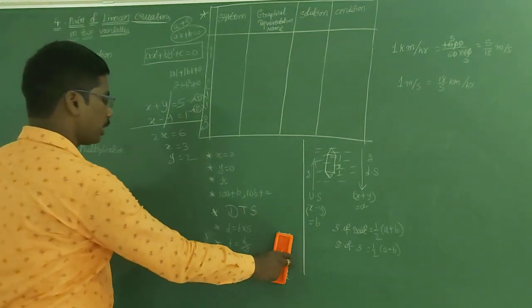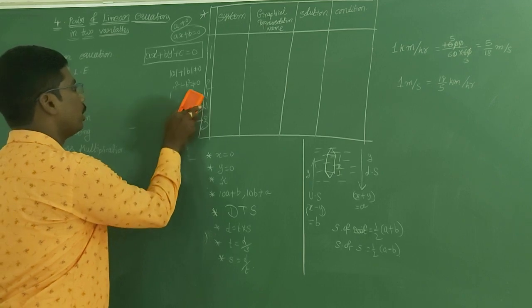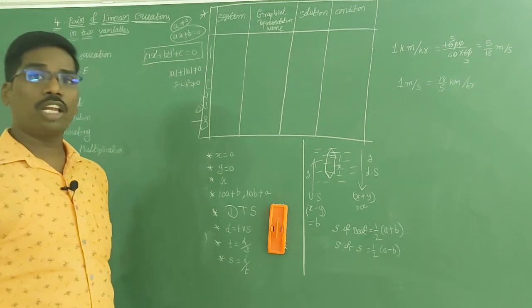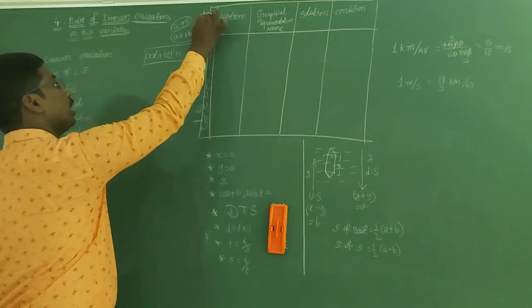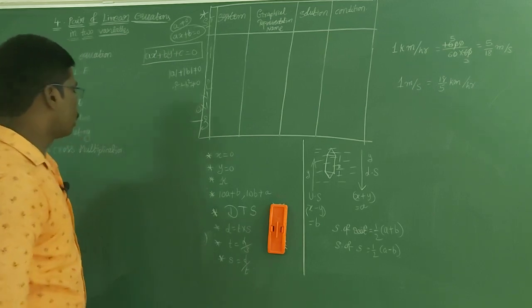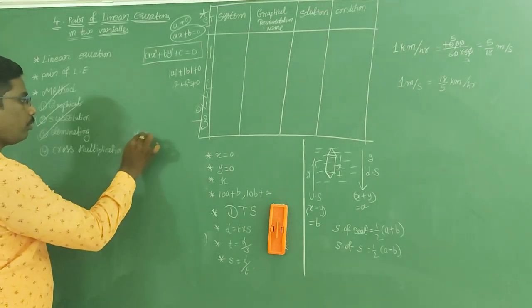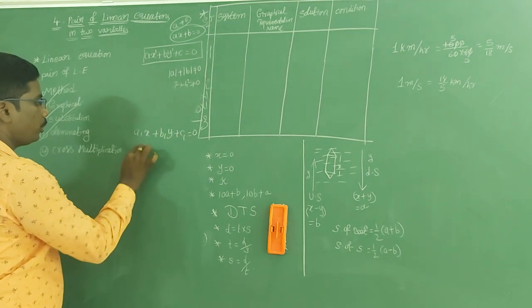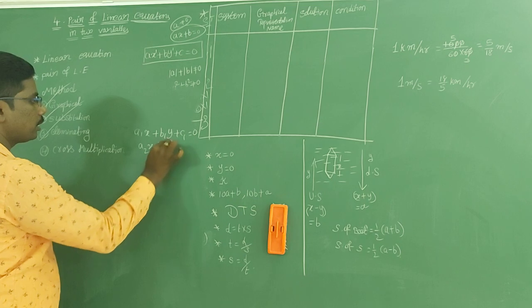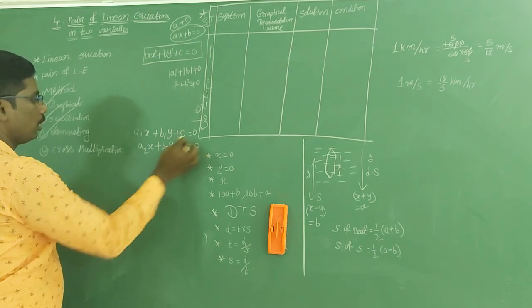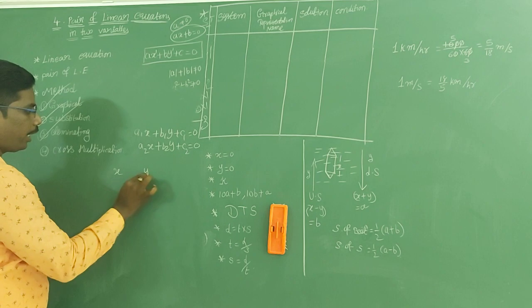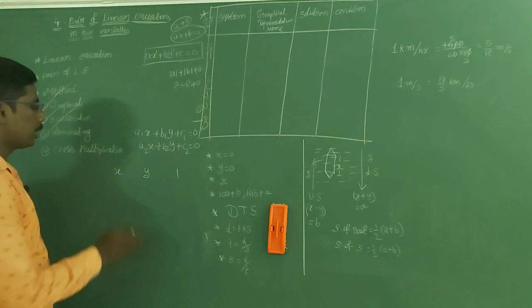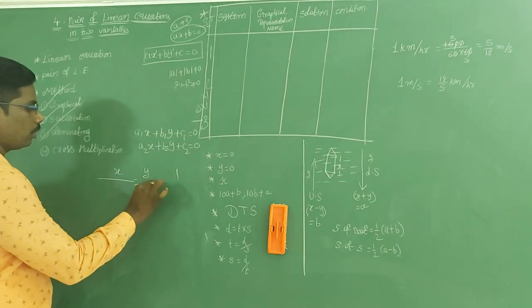Next, cross multiplication method. Now, I am going to give the formula. You have to use the formula. This is the shortcut I will say for you. How to do it: a1x plus b1y plus c1 is equal to 0, a2x plus b2y plus c2 is equal to 0. Here you write x, y, 1 like this. This is called cross multiplication method. Here x means here is equal to, here also is equal to.